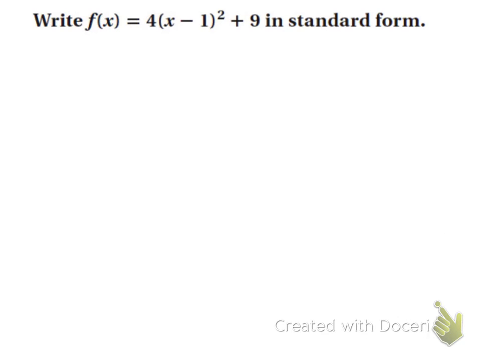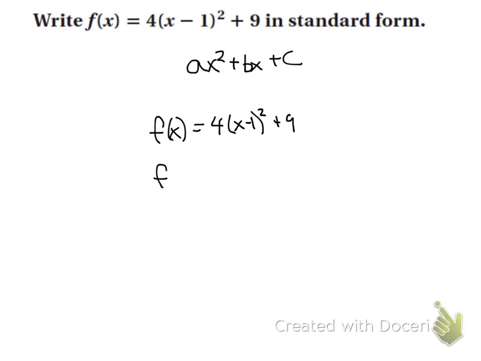One other thing we have to do is be able to put things back into standard form. Our standard form was ax squared plus bx plus c. So we have to get that back in that form. So on f of x equals 4 times x minus 1 squared plus 9, we would need to FOIL x minus 1 and then add 9.